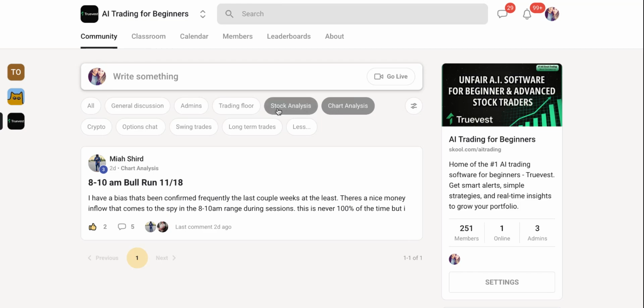Stock analysis, I'll be posting, hey, this is what I think of Meta right now. This is what I think of Tesla. There's a catalyst coming up that could be negative, could be positive, so that's where that will be posting. I'll be posting my stock analysis and then my charting analysis.